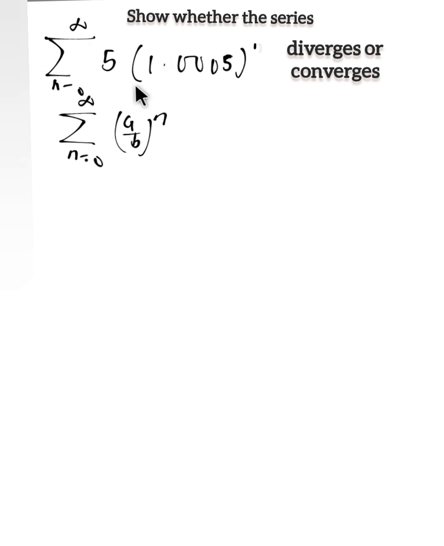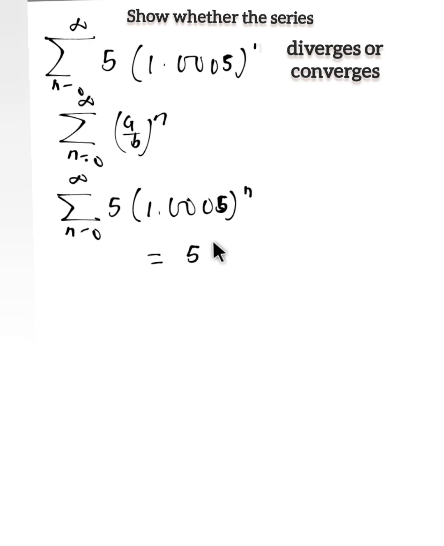Now can we get this from here? Of course. Now consider this. The summation from n equals 0 to infinity of 5 times 1.0005 all raised to the power n is equal to 5 times the summation from n equals 0 to infinity of 1.0005 all raised to the power n. So we can take this 5 out, since this power doesn't affect 5, so we can proceed.